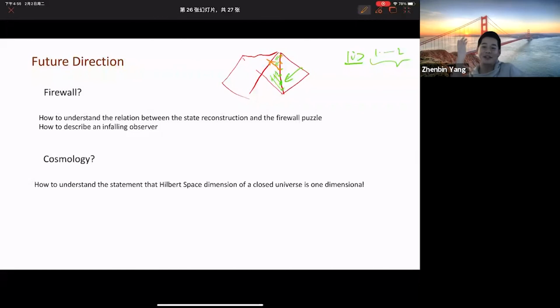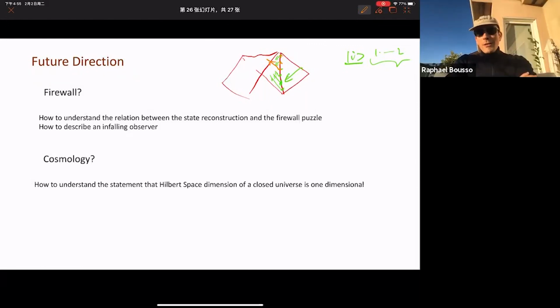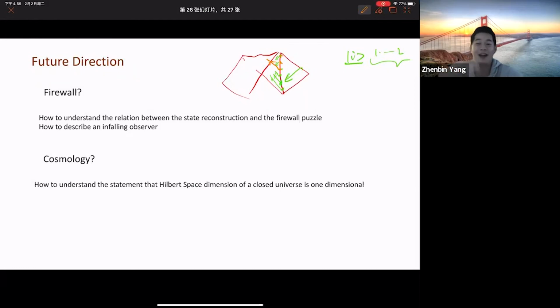I thought it's a yes or no question, right? Yes, the question is whether this infalling observer dies or meets or doesn't meet a firewall. So it's a yes or no question. Naively, a semi-classical gravitational calculation can give you that if you allow multiple copies.